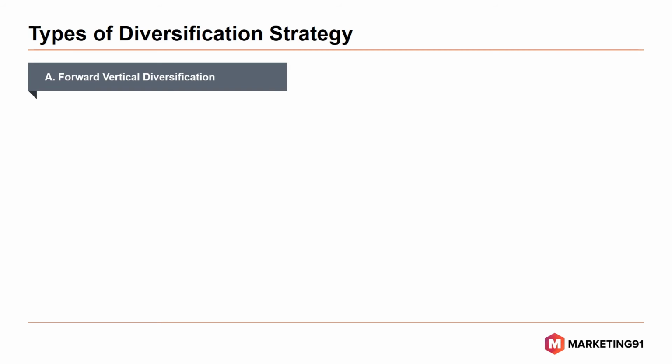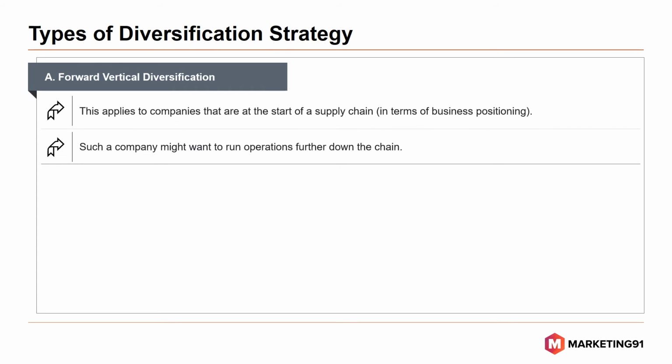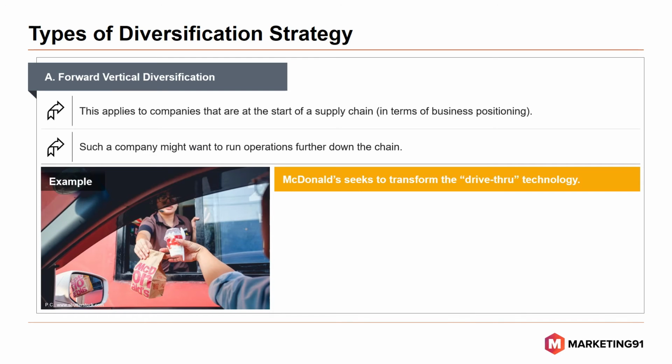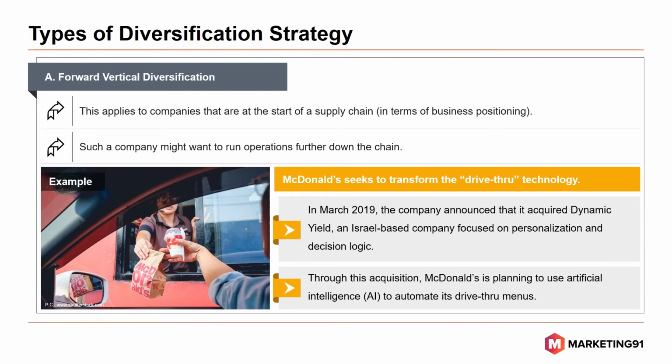This is decided by which direction a company moves in the supply chain. The first is forward vertical diversification. This applies to companies that are at the start of a supply chain in terms of business positioning. Such a company might want to run operations further down the chain. Example, McDonald's seeks to transform the drive-thru technology. In March 2019, the company announced that it acquired Dynamic Yield, an Israel-based company focused on personalization and decision logic. Through this acquisition, McDonald's is planning to use artificial intelligence to automate its drive-thru menus. This AI integration is set to take personalization to the next level with automated systems that can make real-time menu recommendations based on consumer trends, ordering habits, and even weather conditions.